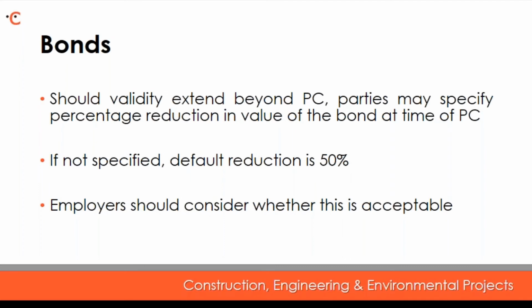Carrying on with bonds, should the validity of that bond extend beyond practical completion, the parties may specify within the body of the contract a percentage reduction in the value of the bond at that time. If a percentage is not specified, and this is worth noting, there's a default of 50%, so be careful to specify what you want, because if you do want something higher or lower than that, it will need to be in the contract, otherwise you'll be stuck at the default position.